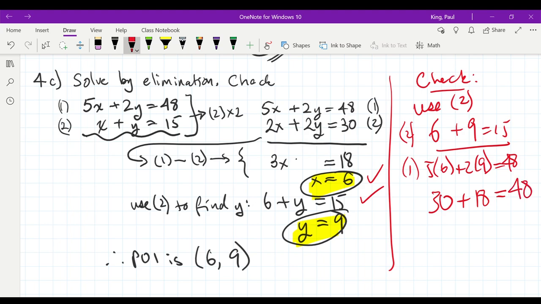They both make their respective linear equations equal to what we want. Equation 1 we made equal to 48, just as it's stated in the original question, and the second equation was made to equal 15 using the same numbers. That means that the linear system does work.